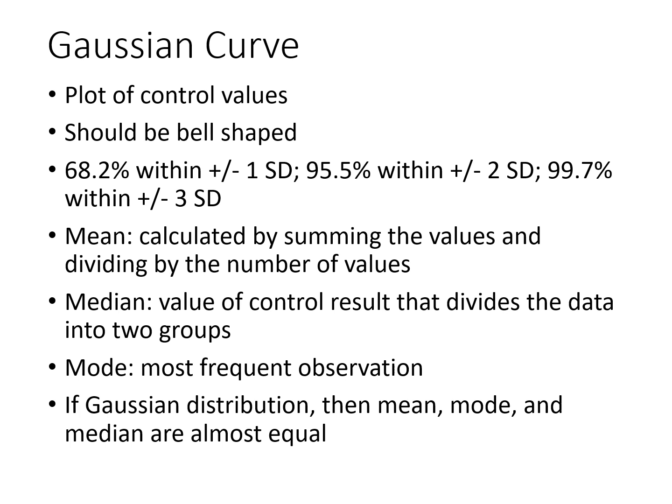The mean can be calculated by summing the values and dividing by the number of values. A median is the value of control results that divides the data into two groups. The mode is defined as the most frequent observation, and if we're talking about Gaussian distribution, then mean, mode, and median are almost always equal.